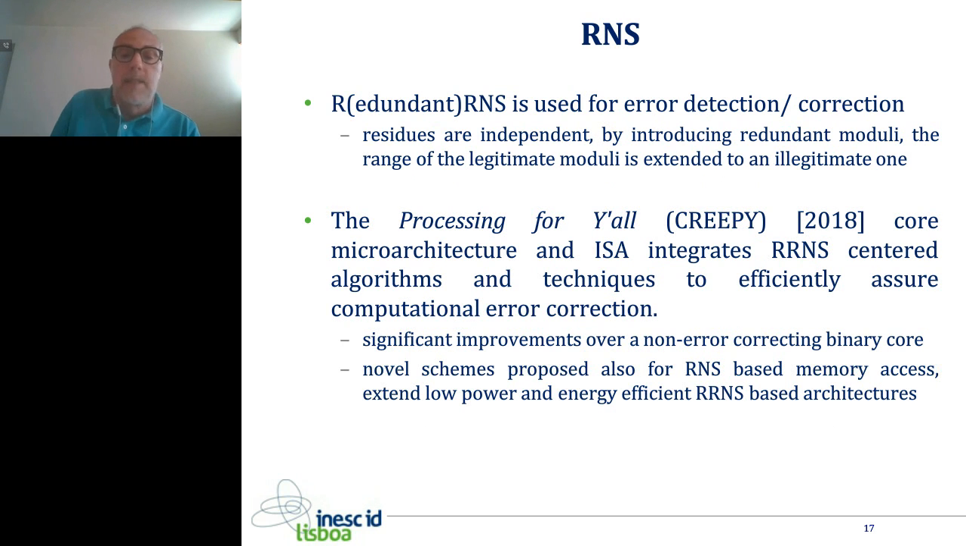The other type of residue number system that we have is redundant residue number systems. It's an extension of the traditional residue number systems that I referred to before, and is used mainly for error detection and correction. We take advantage of the fact that the residues are independent. If I introduce some redundant moduli in my set, the range of legitimate values is extended to illegitimate ones, which means that I can detect errors, and in certain circumstances, I can even correct those errors. This is quite important in emerging technologies because you have several errors and defects in the technology that should be detected at a higher level, and in this case, we detect them at the level of data representation.